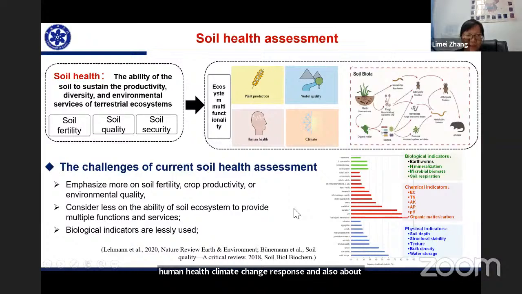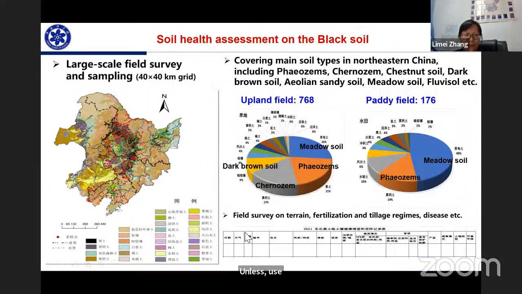So the previous methods for soil quality assessment are challenged greatly. These previous methods mainly focused on soil fertility or environmental quality, but considered less the ecological system function. And also the previous methods are mainly based on chemical and physical indicators, less using biological indicators. So in this project, we firstly need to establish a method to assess soil health in the black soil area.